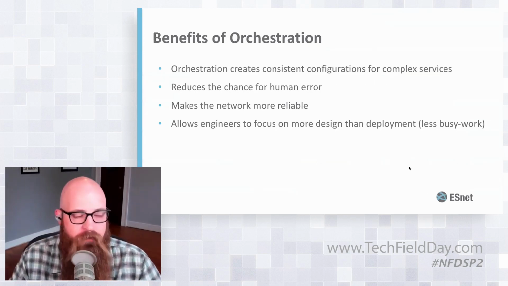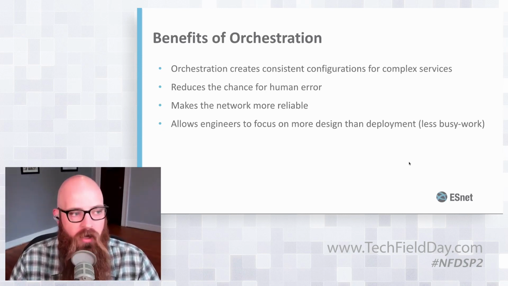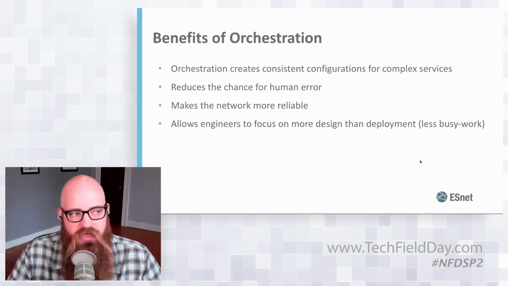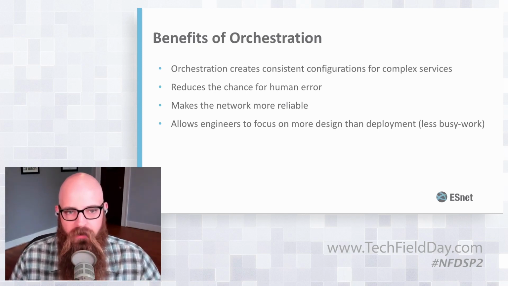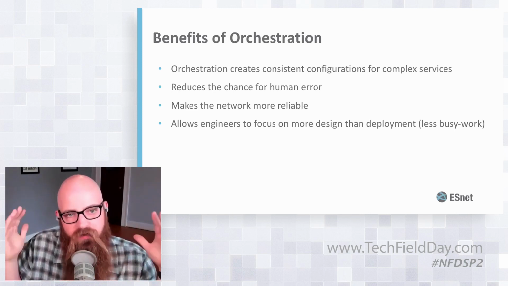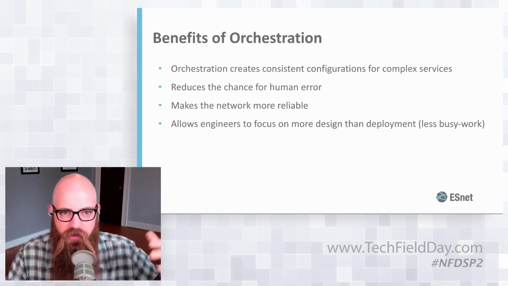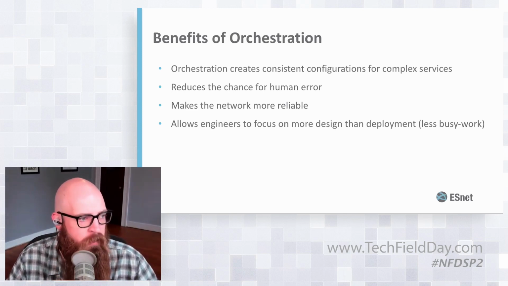So again, the benefits are consistent configs, especially as service provider networks get more and more and more complex. And by doing that, you're reducing the chance for human error, or at least you're moving the problem space around to software versus configuration by hand. So you kind of move that human error aspect into the service templating and definition stage versus the implementation stage. So you're shuffling that around a bit and hopefully reducing the overall human error.